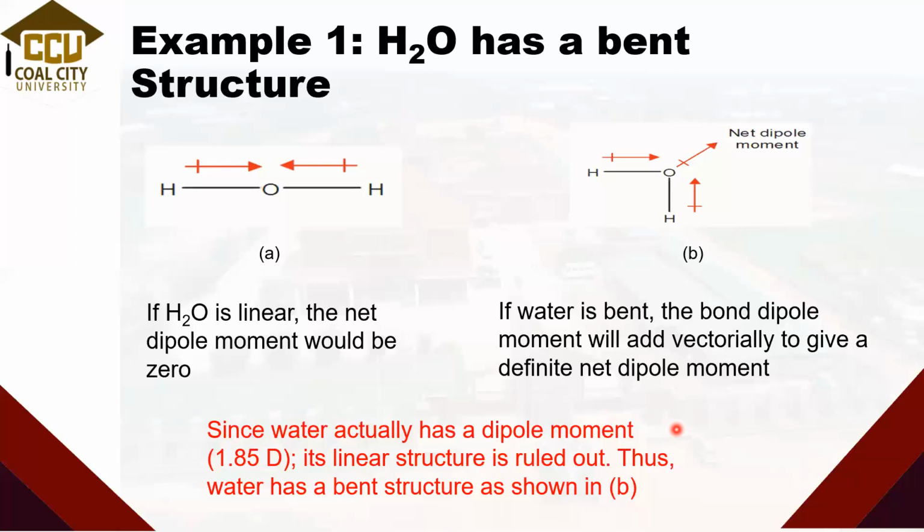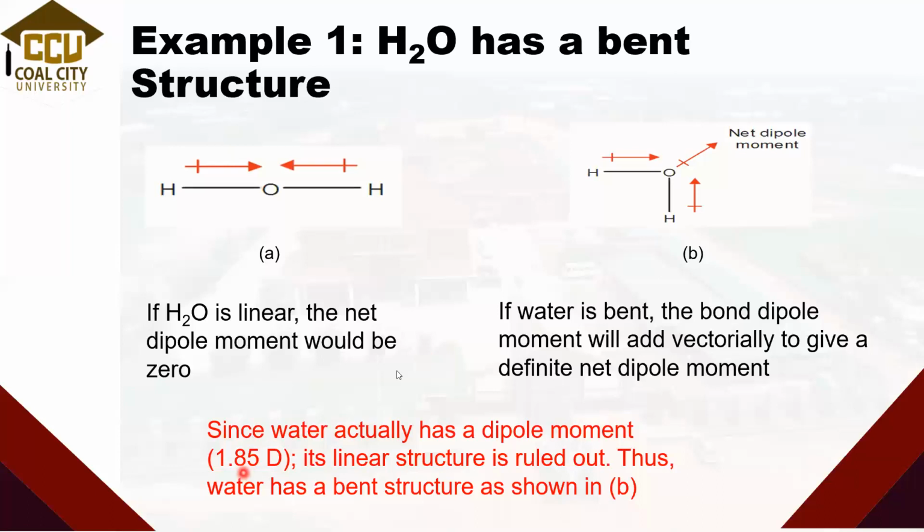So peradventure, if I tell you that the dipole moment of water is 1.85 D, which has been given here, 1.85 D is the dipole moment of water, and I ask you to justify that the shape of water is bent. Simple. All you need to tell me is if the shape of water was to be linear, then the dipole moment should be 0 because they will cancel each other out. So water has to be bent in order for it to have a dipole moment greater than 0.